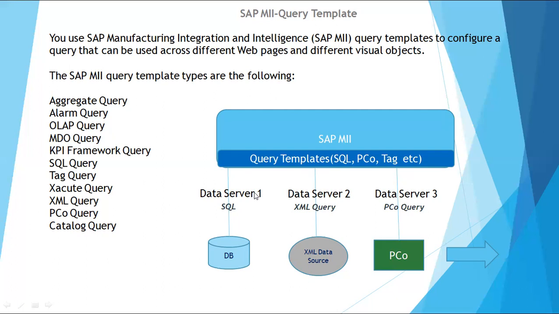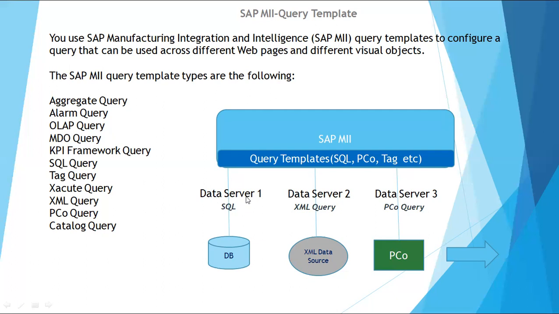The data server is used to connect your SAP MII system and the source system. Data server 1 is connecting your SAP MII system to your database. This DB might be SQL Server, Oracle, DB2 or any database. To connect to any database, you can create one data server of connector type JDBC. After a successful connection, you can use data server 1 in your workbench to create a query.